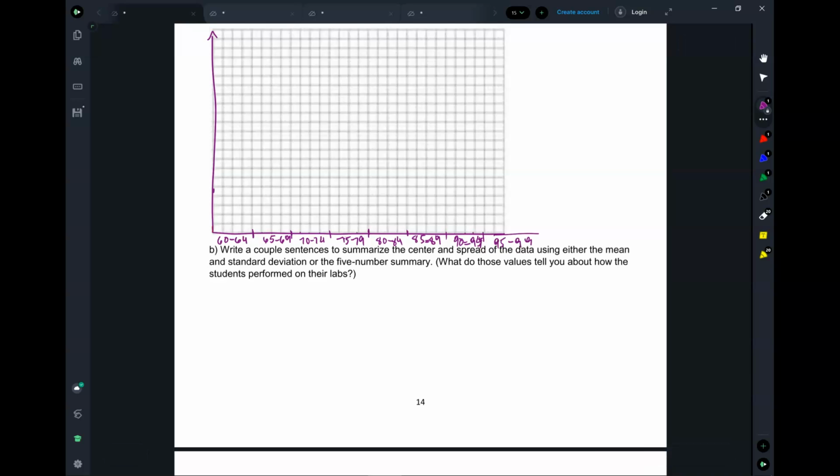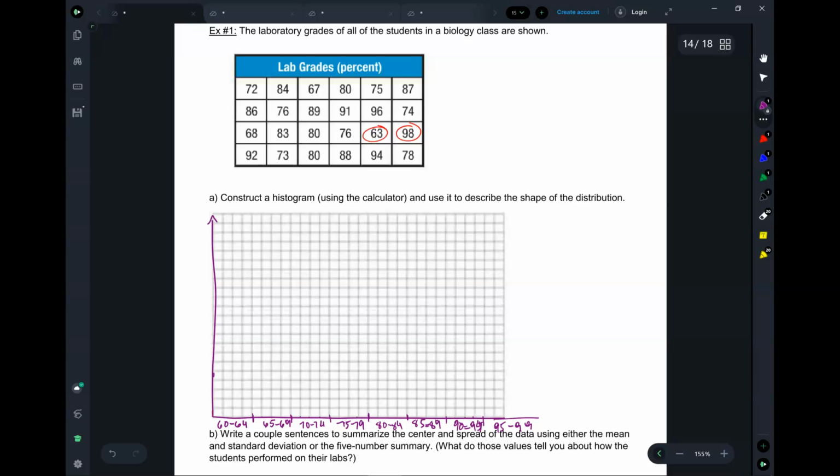The big idea here is I looked at the data. It ranged from 63 to 98. There are 24 of them. That's the 60s, 70s, 80s, 90s. Rather than go by 10s and have 4 bars, I said, let me go by 5s and have that many bars.